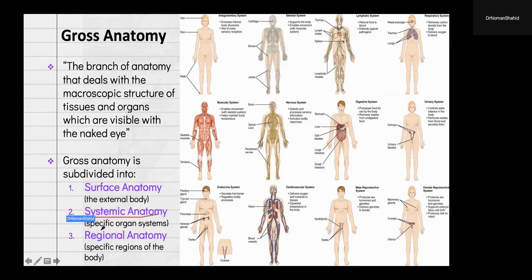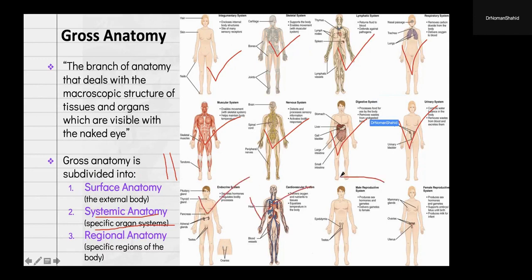systemic anatomy, which deals with the organ systems. And as we know, we have 11 organ systems which are represented here. As you can see, we have the integumentary system, skeletal system, lymphatic system, respiratory system, muscular system, nervous system, digestive system, urinary system, endocrine system, cardiovascular system, and reproductive system.